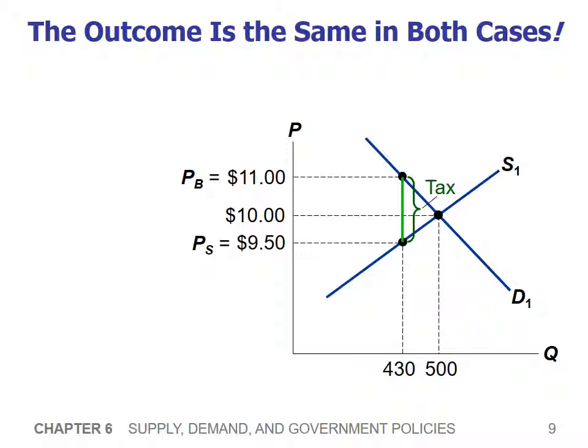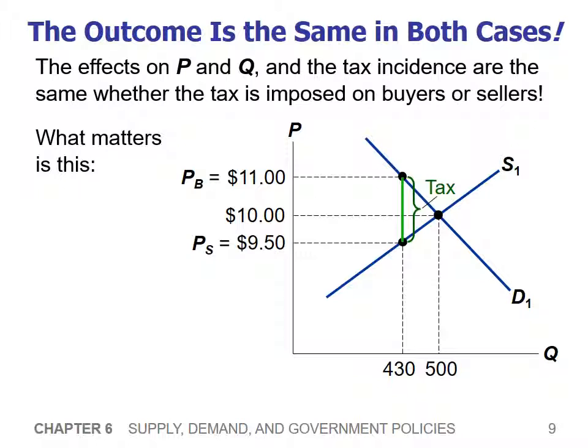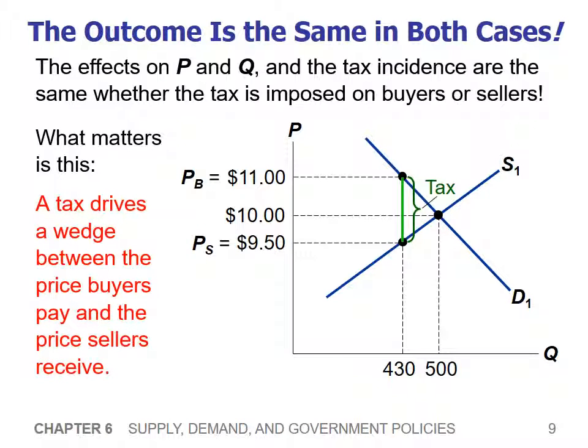So the bottom line is that the outcome is the same in both cases. Whether you tax the buyers or you tax the sellers, both will share the burden. And this distribution will be the same in either case. So the key point to drive home here is this. Suppose markets work efficiently. The best outcome would be the free market outcome: 500 pizzas and $10 per pizza.